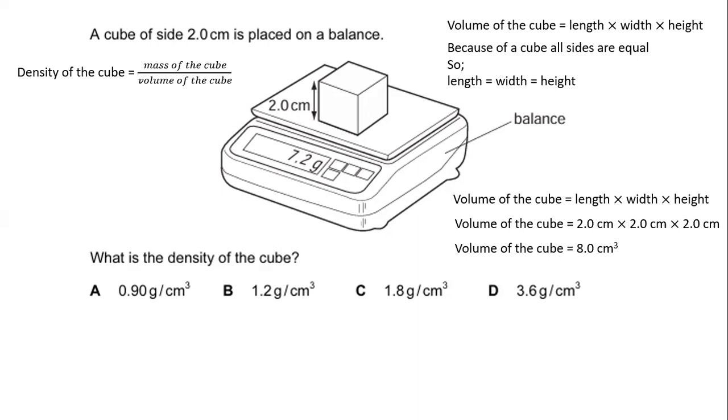So the density of the cube is the mass of the cube divided by the volume of the cube. We know the mass of the cube from the balance display, 7.2 grams, divided by the volume of the cube, 8 cubic centimeter, which is 0.9 gram per cubic centimeter. So the answer is A.